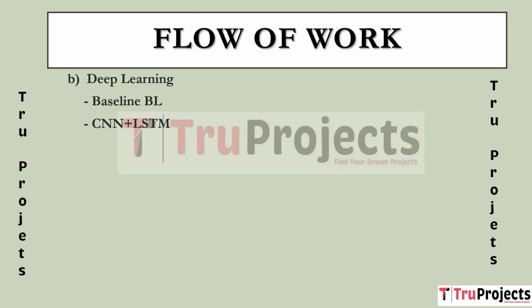CNN with LSTM. CNN is a deep learning architecture primarily used for image analysis, while CNN with LSTM combines CNN with long short-term memory for sequential data analysis. Its architectures are adapted for credit card transaction data to capture spatial and sequential patterns, improving fraud detection.